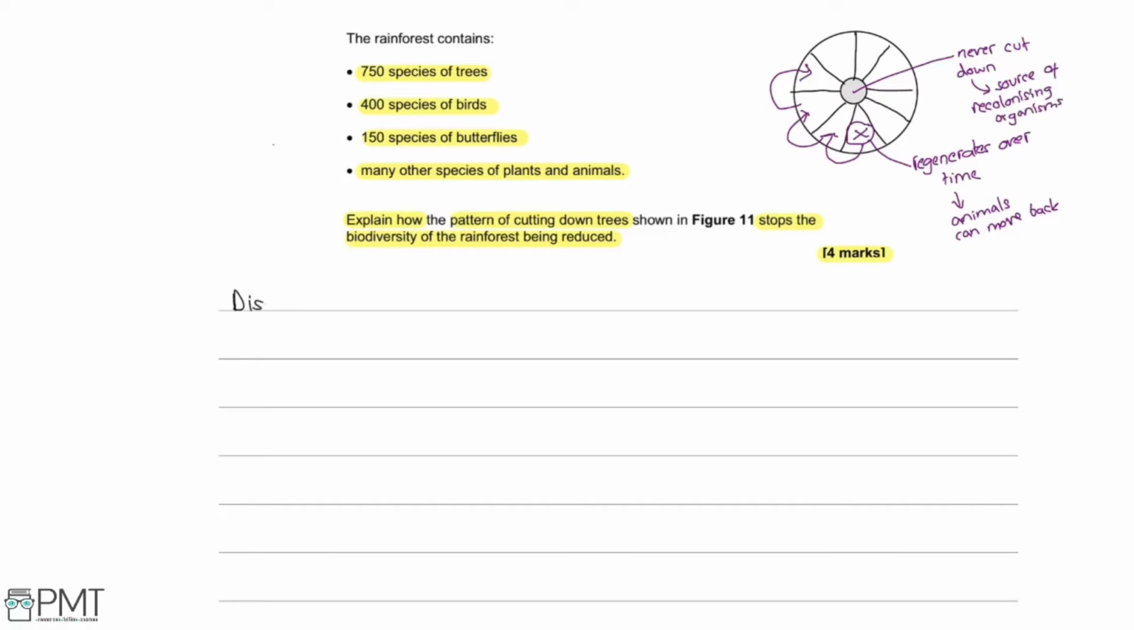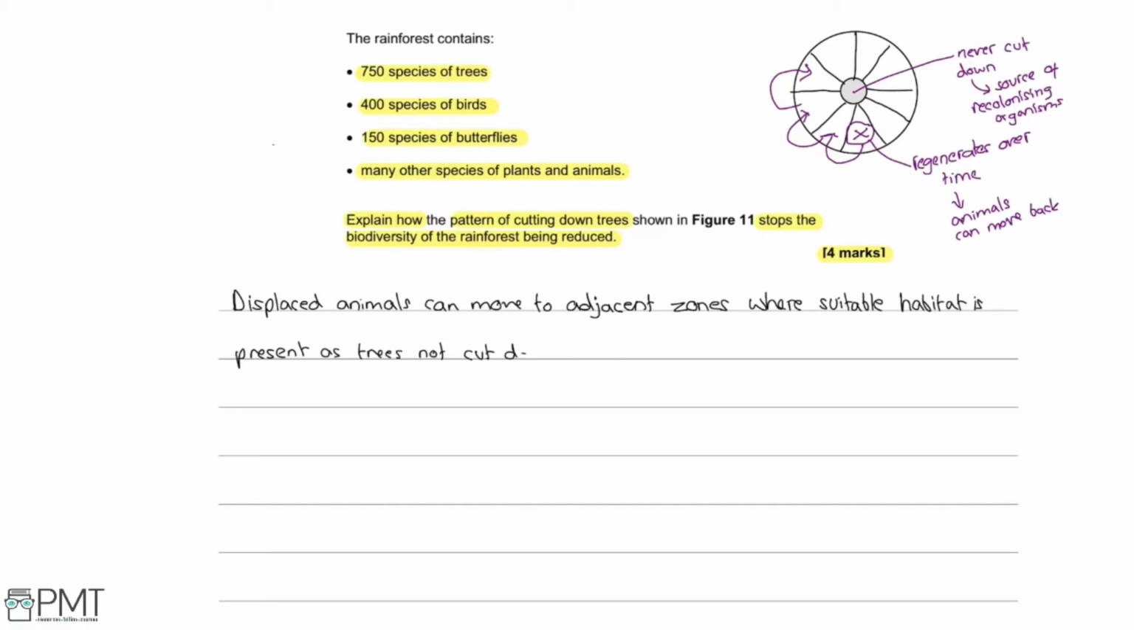So now we can begin to formulate our answer. We can say that displaced animals, so that's those that come from the area that was being cut down, can move to the adjacent zones where there is still suitable habitat available because the trees there have not been cut down. You can also talk about the fact that seeds from forested areas are still being produced and they're still being blown around the rainforest by the wind, and this means that the area that has had all of the trees cut down will receive seeds from the other areas and will therefore regenerate later.